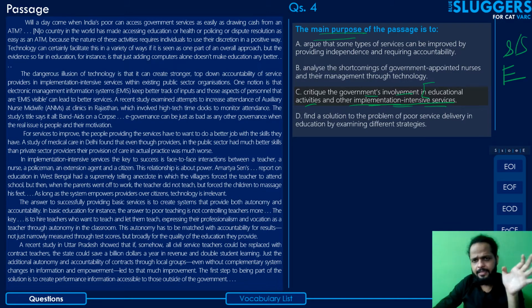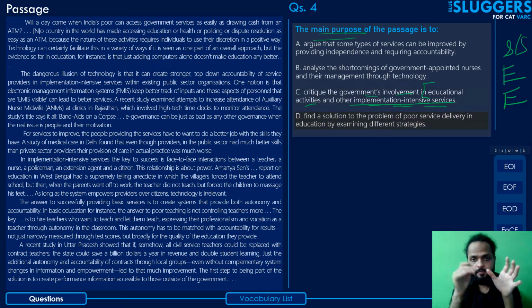But the focus of the discussion is not on government's involvement. The focus of the discussion is on how to improve the quality of delivery of these services. Now, as part of that, you might want the government to provide more autonomy and hence be slightly less involved there. That's okay, but that's not the point. The government's involvement is not directly the core point here. So again, you can eliminate this with a capital D.